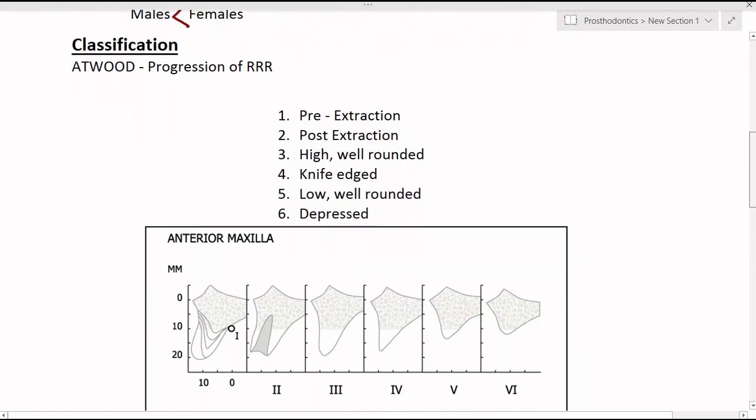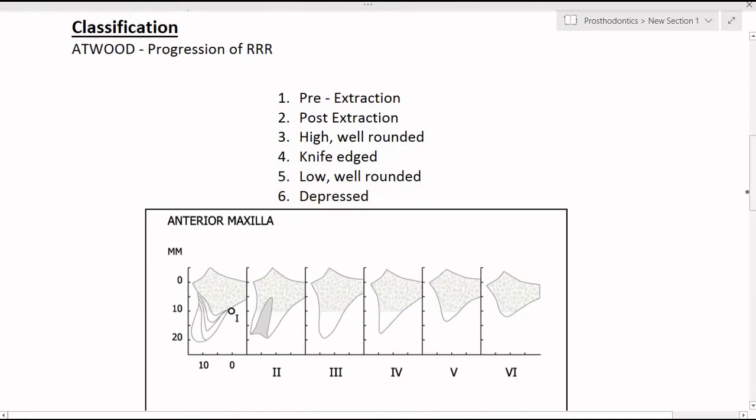Now for classification, an easy way to remember is, firstly it was given by Atwood. Now you see, ATWOOD, 6 characters. Atwood gave this classification. It was basically the progression of RRR. This classification was used to determine the progression of RRR. Now we have 6 orders. You remember from the number of characters. These are the 6 orders.